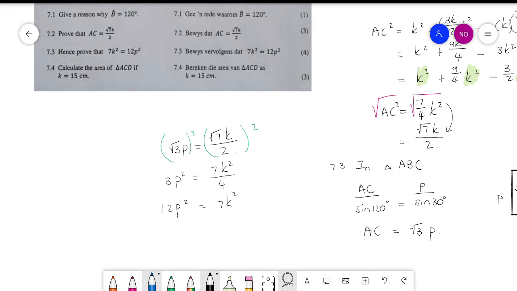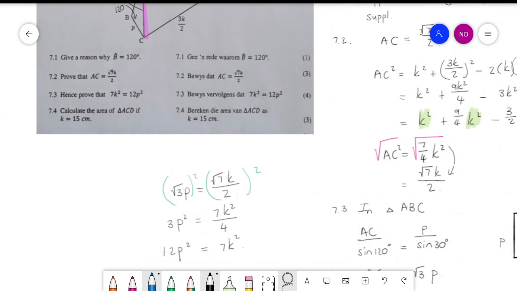I need you guys to see that you didn't have to get 7.1 or 7.2 to be able to do 7.3. Want hulle het vir jou gesê dat B gelyk is aan 120. Hulle het vir jou gesê dat A gelyk is aan dit en dit en dit. So even if you couldn't do those 4 marks, you can still get the next 4 marks. Jy moet nog steeds kyk, hulle gee vir jou die inligting.